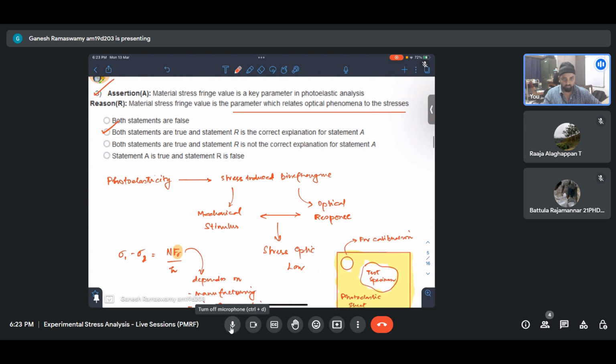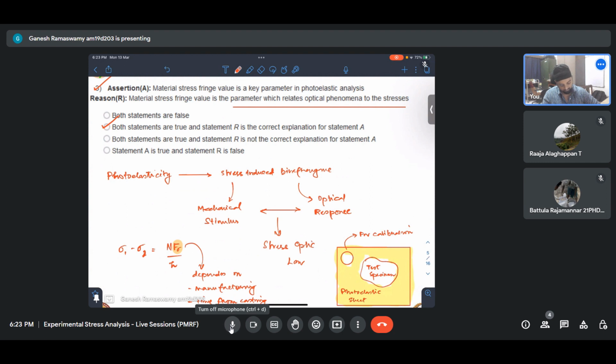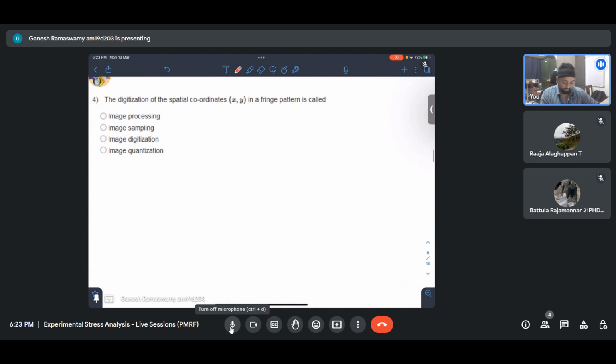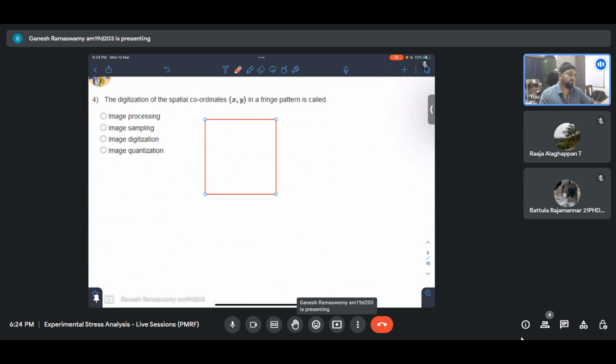Okay, so I'll move on. The digitization of spatial coordinates X and Y in a fringe pattern is called which of the following? Image processing, image sampling, image digitization, or image quantization. The digitization of the spatial coordinates, that is to put the spatial coordinates into a grid, is basically called sampling. Quantization, I will just explain what it is.